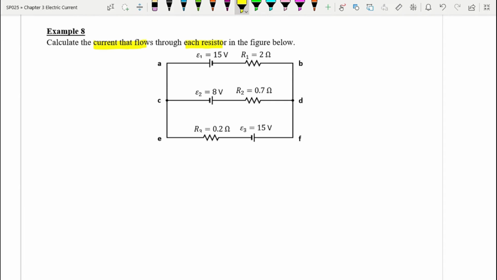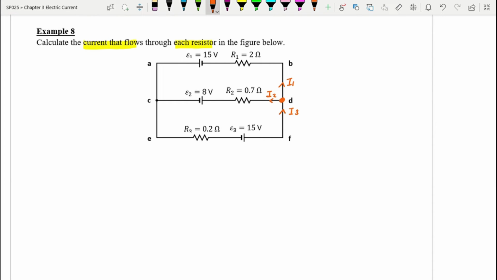So soalan minta calculate the current that flows through each resistor in the figure below. Untuk kita tahu current apa yang flow through resistor, of course kita kena pilih dulu satu junction. Step pertama kita pilih satu junction dan kita akan design direction of current itu sendiri. Saya nak buat I1 keluar, kemudian I2 pun keluar, tak ada masalah. Salah satu mesti masuk lah, tak boleh dua-dua keluar. I3 masuk. At least kena ada satu masuk dan satu keluar. Dalam kes ni, dua yang keluar, satu yang masuk.